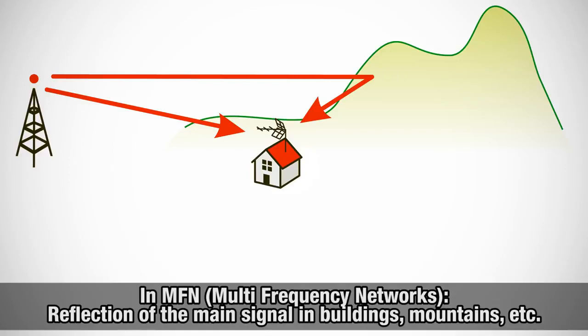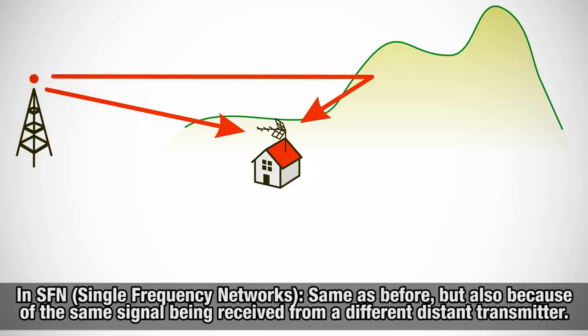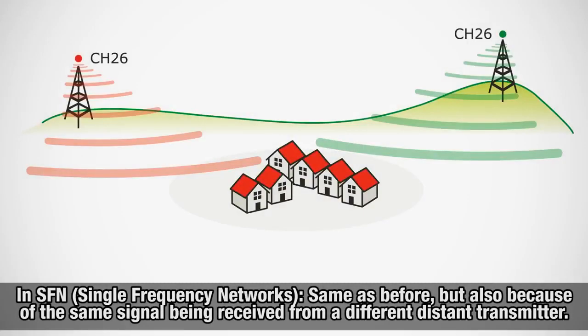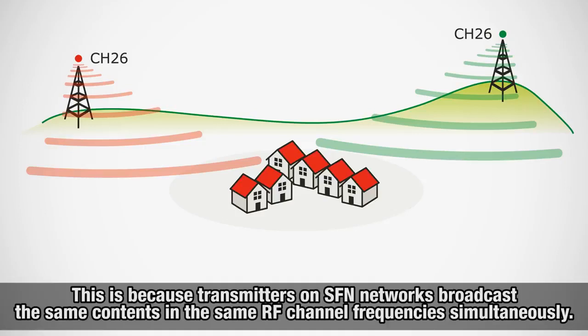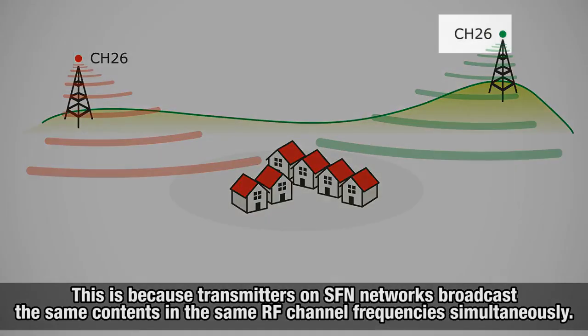In multi-frequency networks, the only source and cause for the appearance of echoes is the reflection of the main signal being broadcasted by a transmitter in buildings, mountains, etc. In single-frequency networks, echoes can be caused as well by reflections on mountains or buildings. But here there is another possible source of echoes, which is the same signal being received from a different distant transmitter. For in single-frequency networks, all the transmitters within the network broadcast the same contents in the same RF channel frequencies simultaneously.